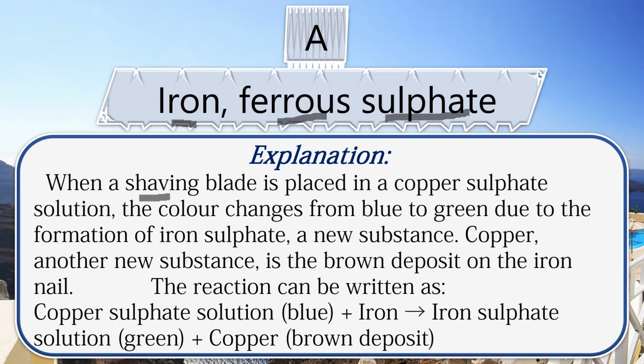When a shaving blade is placed in copper sulfate solution, the color changes from blue to green due to the formation of iron sulfate. A new substance, copper, is another new substance, a brown deposit on the iron nail. The reaction can be written as follows: copper sulfate solution, you add iron, you get iron sulfate solution and copper.